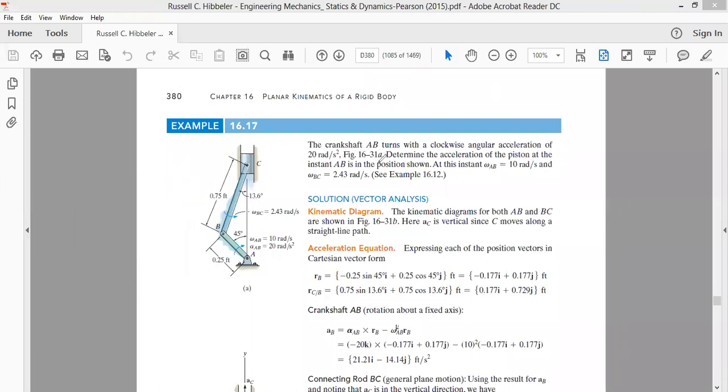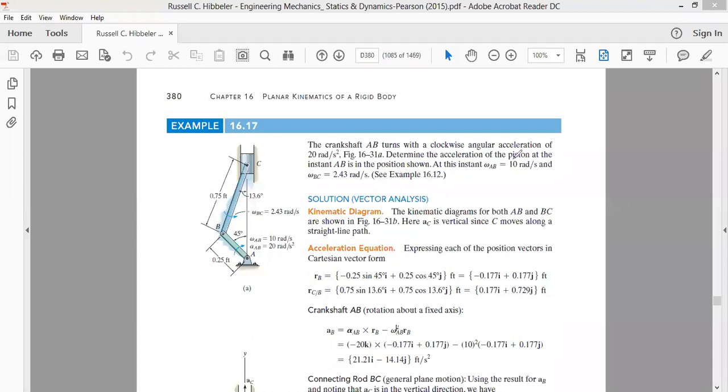The question is about the crankshaft AB. Link AB turns clockwise, with an angular acceleration of 20 radian per second square. If you curl your fingers in the direction of the given arrow, the thumb will go inside. So if we treat this to be our x-axis, this to be our y-axis, and this to be our z-axis, then the angular acceleration is in the negative z direction, minus k direction. Same is the case with omega AB.